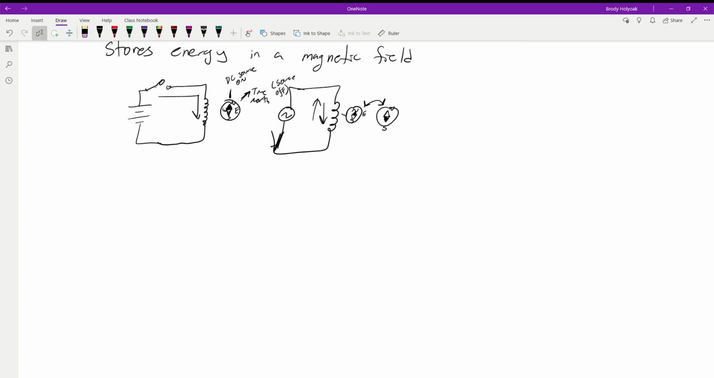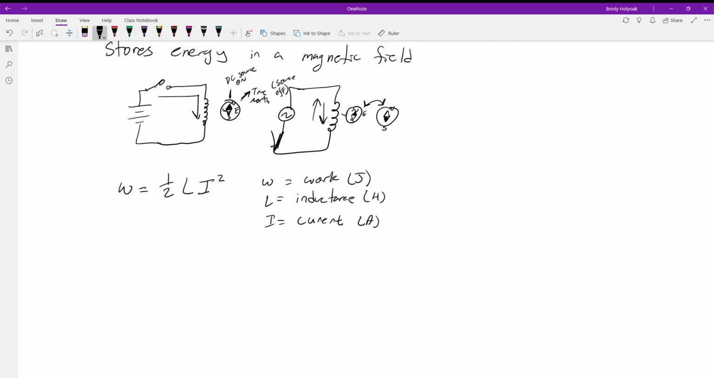The way this works is, like we said, the inductor stores its energy as a magnetic field. Well, we can measure that. The amount of work that we store, which we measure in joules, is equal to 1/2 times the inductance times the current squared. So W is the amount of work in joules, the amount of energy that it stores. L is the inductance, and I is the current. Inductance is measured in henries, and current is measured in amps. And that'll give you the amount of energy that an inductor stores.